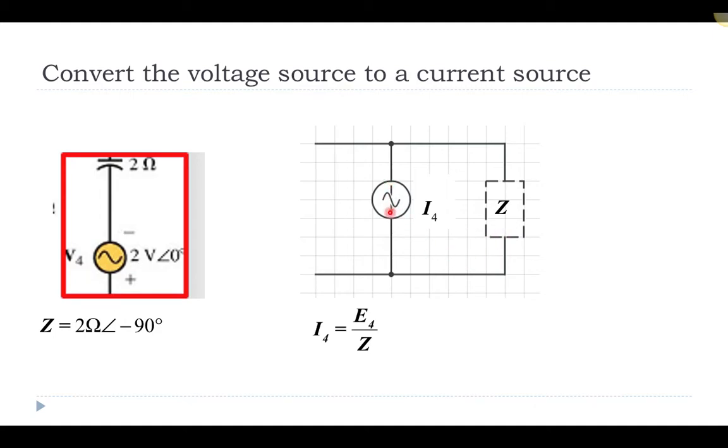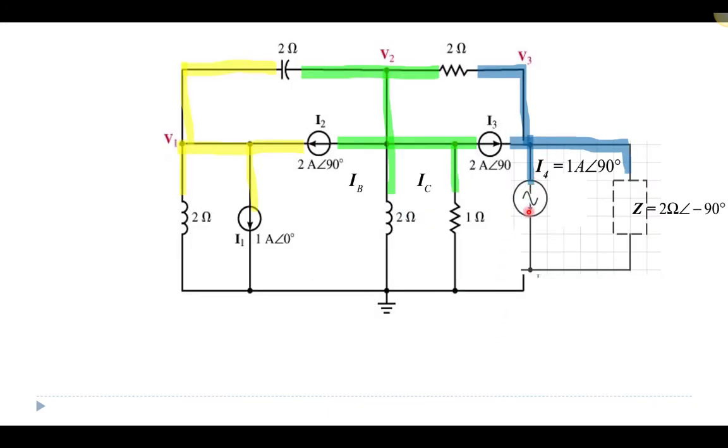The current direction would have to be in line with the polarity of the voltage supply, so it's pointing down. And the value for the current is just the voltage over the impedance. We know the voltage is 2 volts, phase angle of 0, and the impedance is 2 ohms, phase angle of -90. So that gives us a current of 1 amp with a phase angle of 90 degrees. And so we can take that circuit that had a voltage supply in it and replace it with this current in parallel with our impedance value.